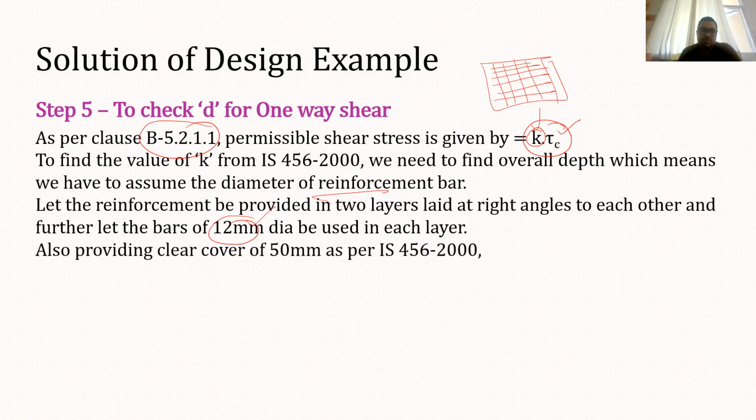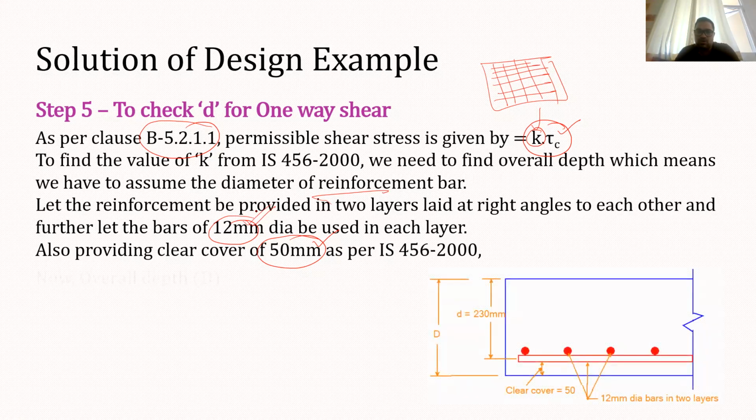I have also discussed in the previous parts that the minimum clear cover for a foundation is to be taken as 50 mm. Taking clear cover as 50 mm and the bar diameter as 12 mm, we can easily work out the overall depth now. The overall depth here will be, sorry, 160 mm.